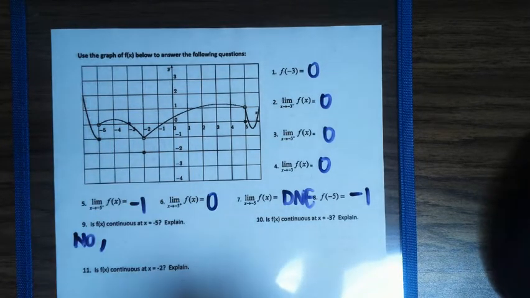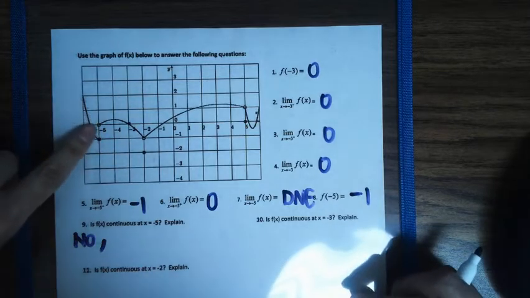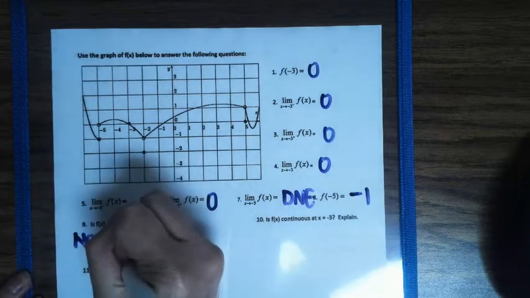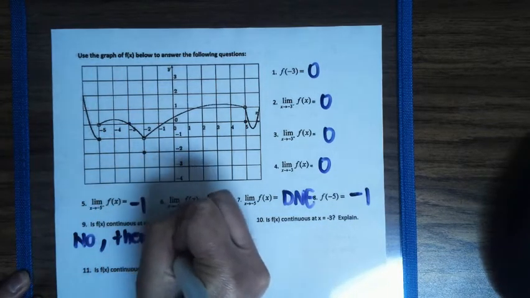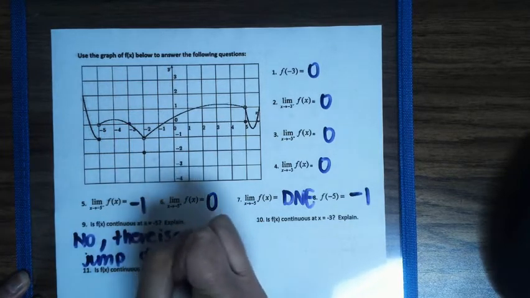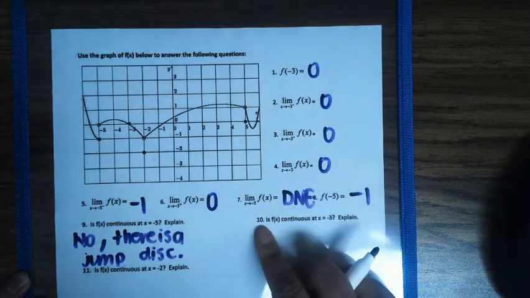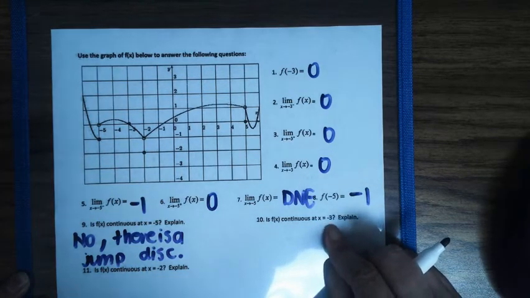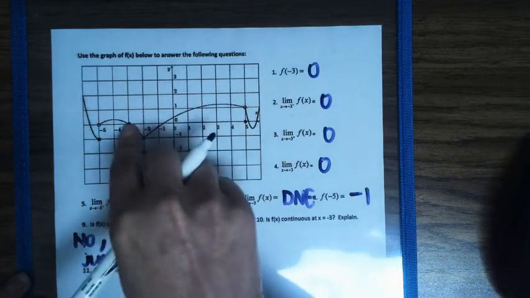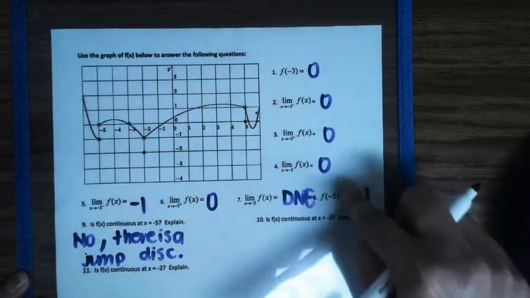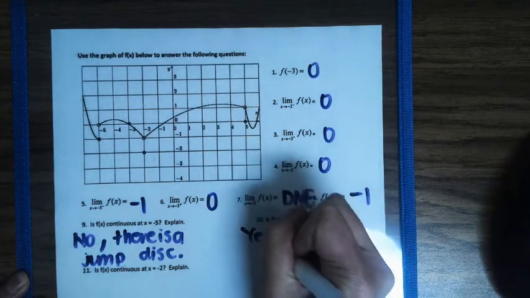Why in this situation is it not continuous? Because there's a jump discontinuity, what we call a jump discontinuity. Now, is f of x continuous at x equals negative 3? Let's look at negative 3. At negative 3, it was our first case where everything was the same, and we're going to say absolutely.